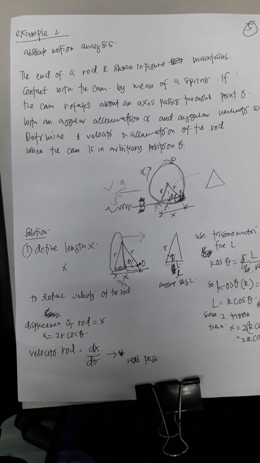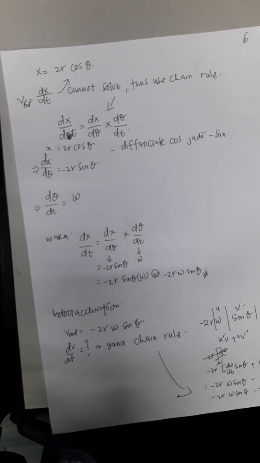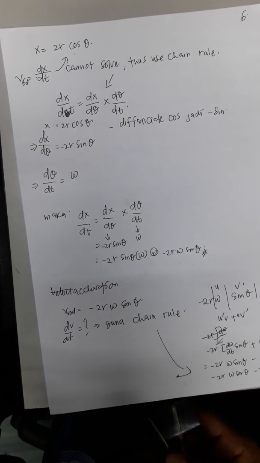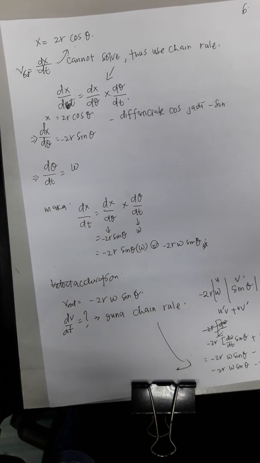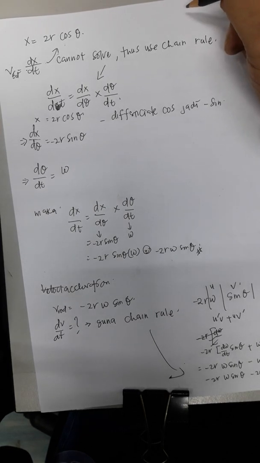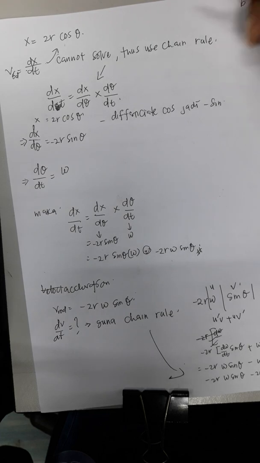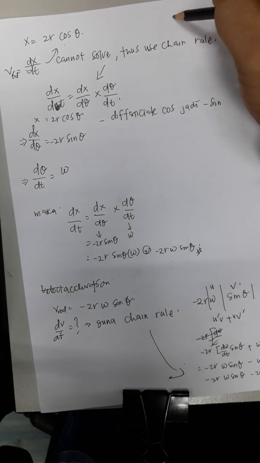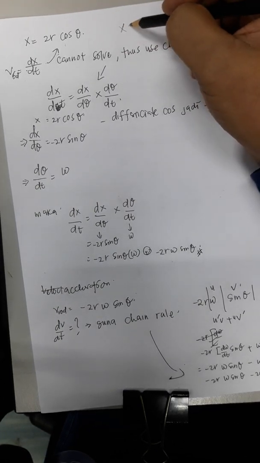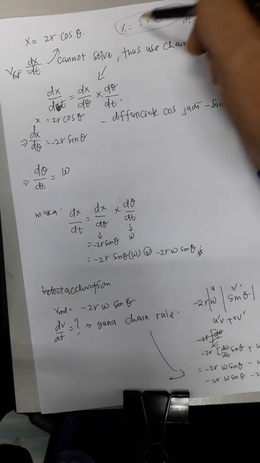So how to define the velocity of the rod? The velocity of the rod is equal to dx over dt. Okay, look at this. We know that x is equal to 2r cos theta. So we have to define the velocity. The velocity is the differentiation of the position with respect to time. Here there is no t, because the equation is x equal to 2r cos theta. So we have to differentiate this over time to get the velocity.